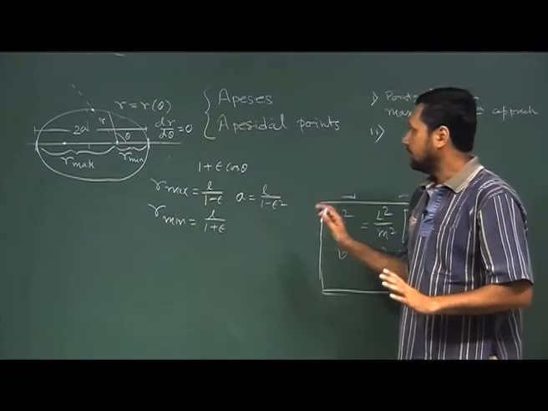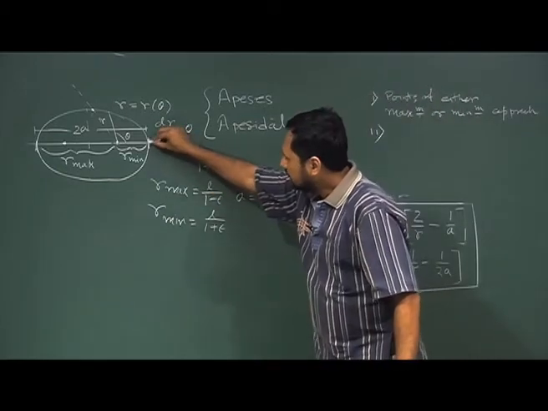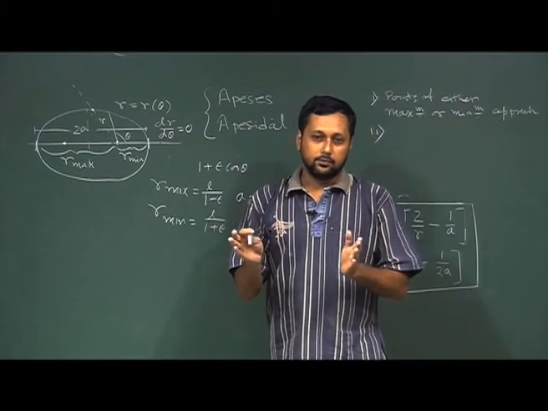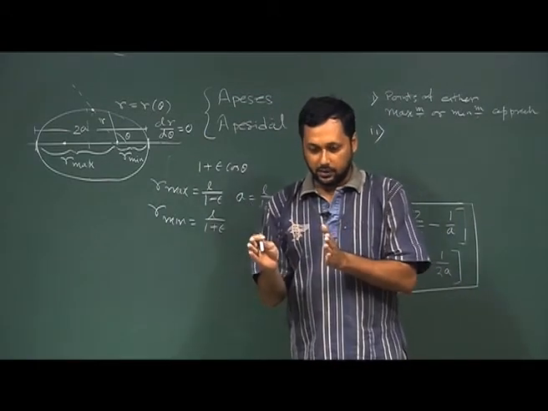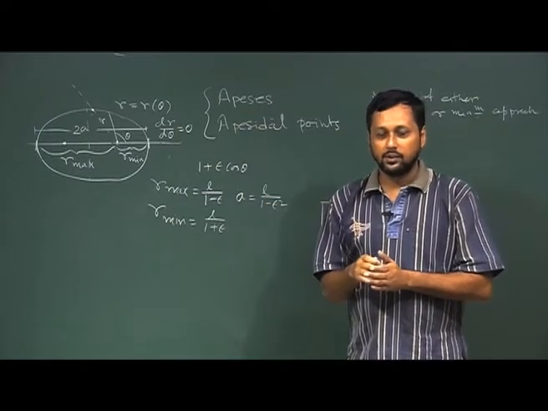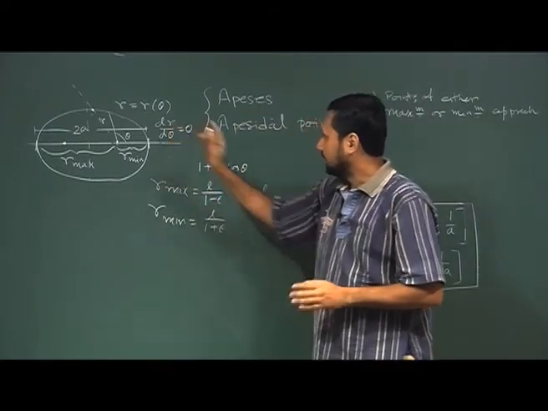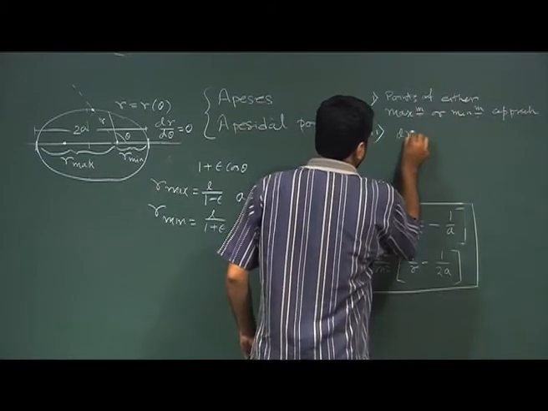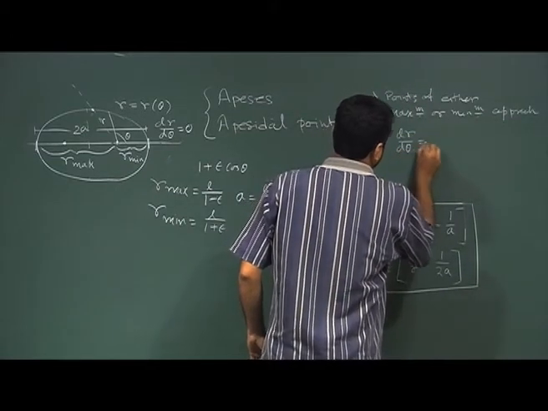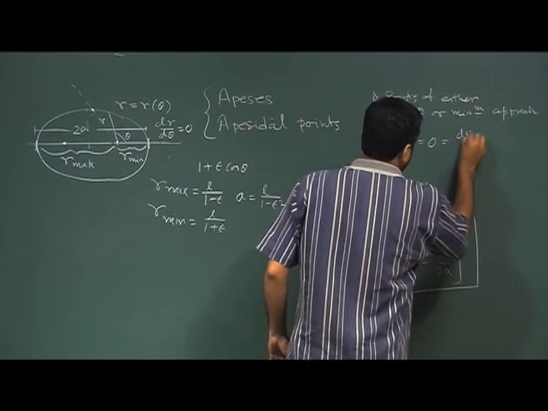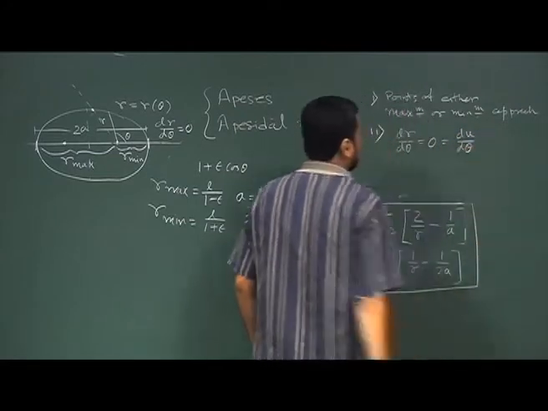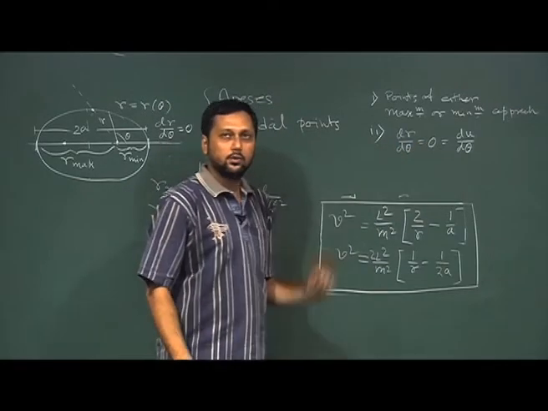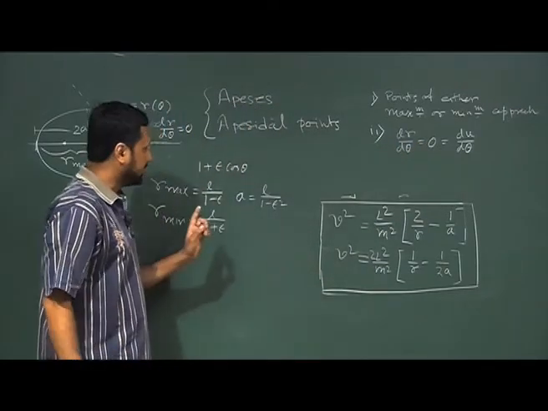But please keep in mind that for any orbit, if the particle goes through an apsidal point, this relation will be valid. So, dr d theta will be equal to 0. That essentially means du d theta will be equal to 0 as well, without surprise, because they are related, u is equal to 1 over r. So, this is another property.